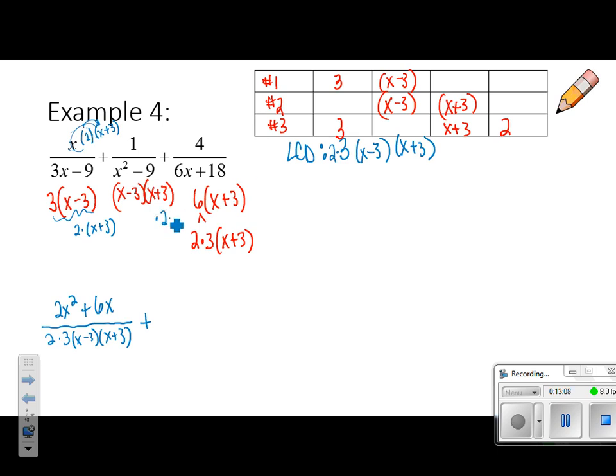So we have to multiply the bottom by 2 and 3, and we have to multiply the top by 2 and 3. So this would be 6 over 2 times 3 times x minus 3 times x plus 3.